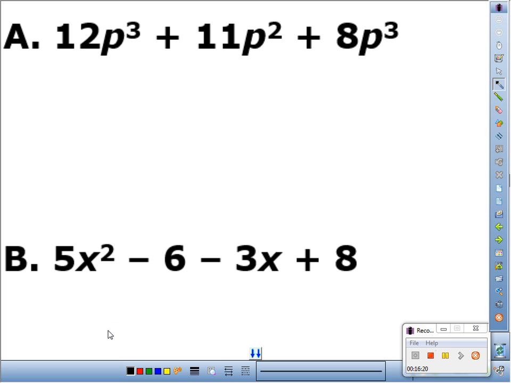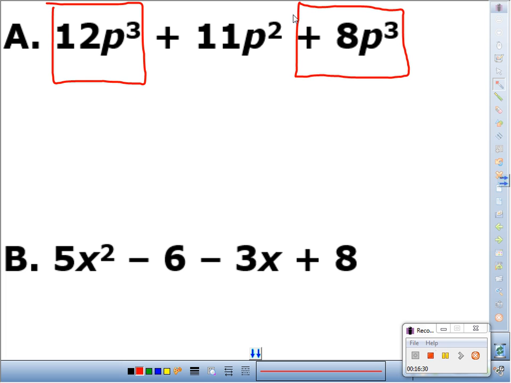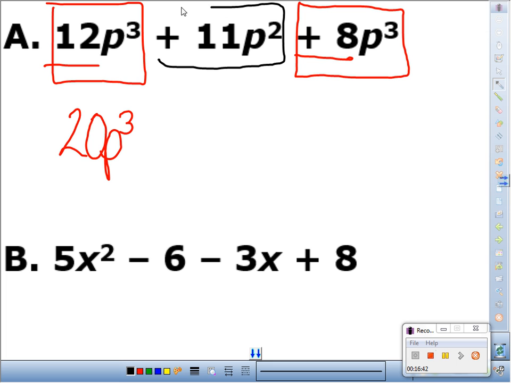For A, I'm going to box my first term. That's p cubed. Is there another p cubed? Yes, I'm going to include that sign in front of it. I write p cubed. And I focus on the coefficients. What is 12 plus 8? 20. Okay? Is there another p squared? No, I just bring that down. Plus 11p squared. And I'm done.